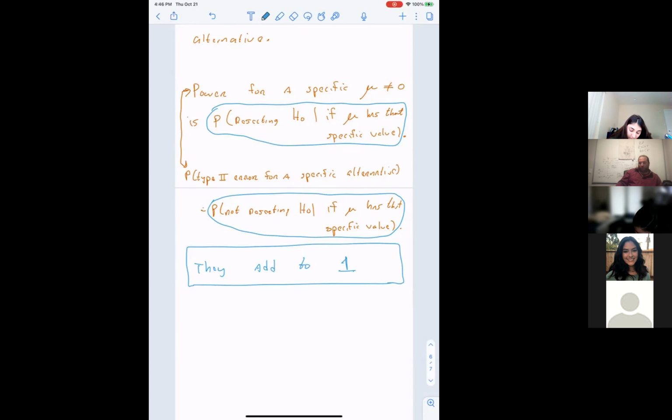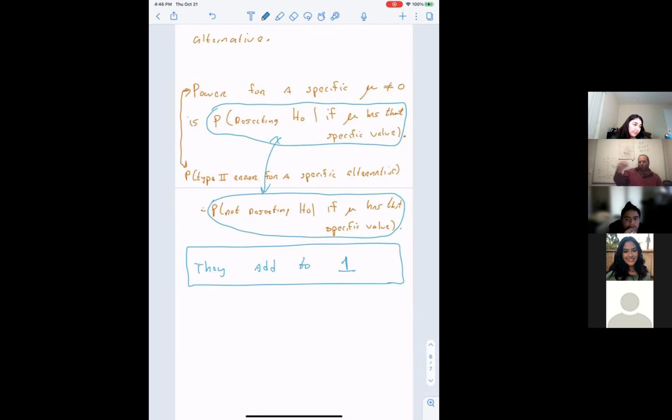Why do they add to 1? Is it just because you're looking for a nice number or because you understand why? Because underneath the curve, it equals 1. Even without a curve, it's more basic than that. These two probabilities are for exact opposite scenarios. Either we reject or we don't reject. Is there any other option?